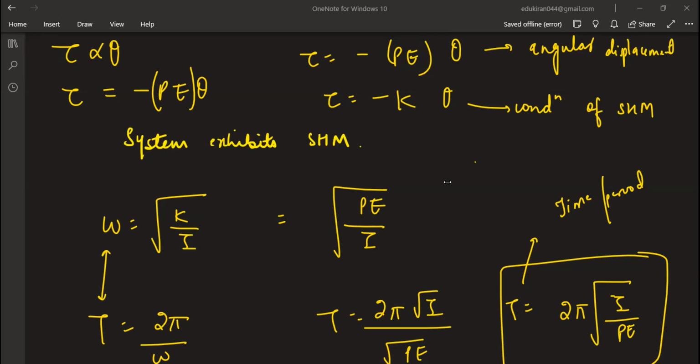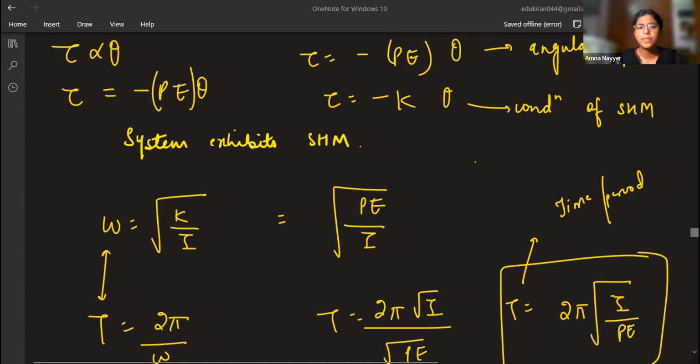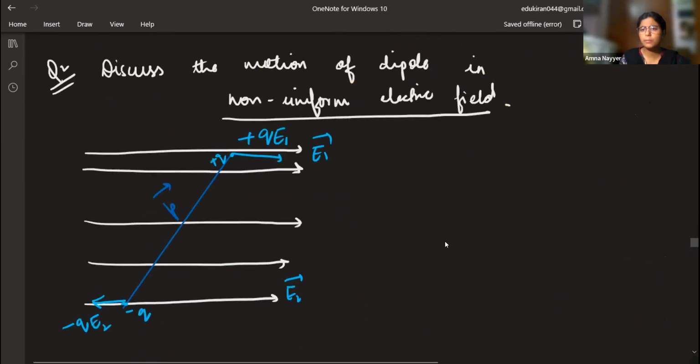Yes, ma'am. All right. So see, this was when the electric field was uniform, right? When the electric field was uniform, this is the case that we were discussing. Now, if the electric dipole is kept in a field that is non-uniform, then what will be the case? What is left that we have to discuss. So we'll do this in the form of question only, because only in the form of questions these are asked.